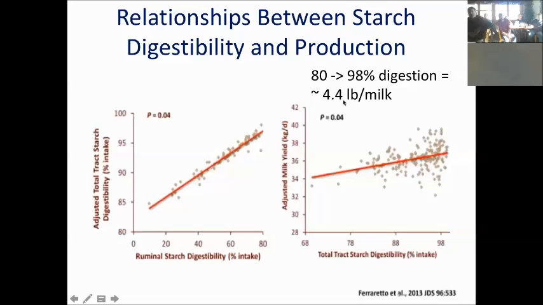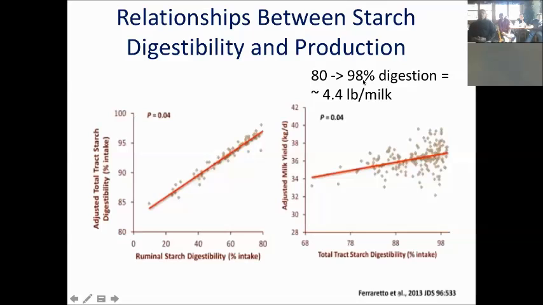So if we can get starch digestibility in the tract of a cow to be upper towards this 97, 98%, and if we happen to be down here for some reason and we could fix that, we would gain something like about 4.4 pounds of milk, going from 80 to 98% starch digestion.